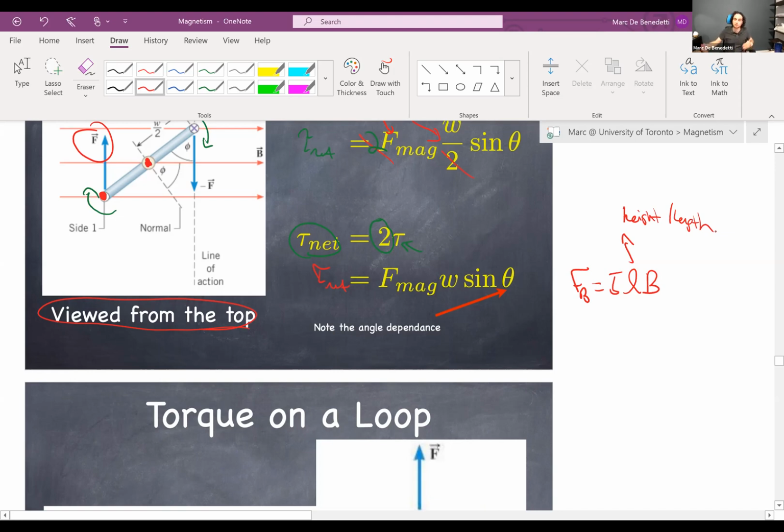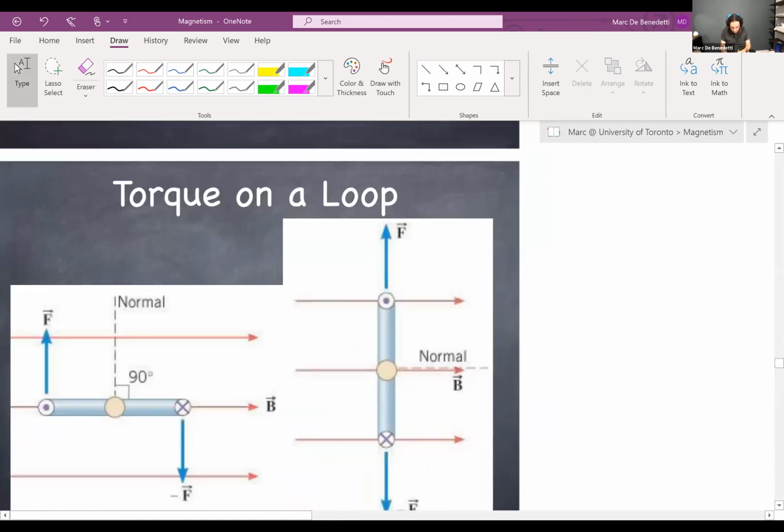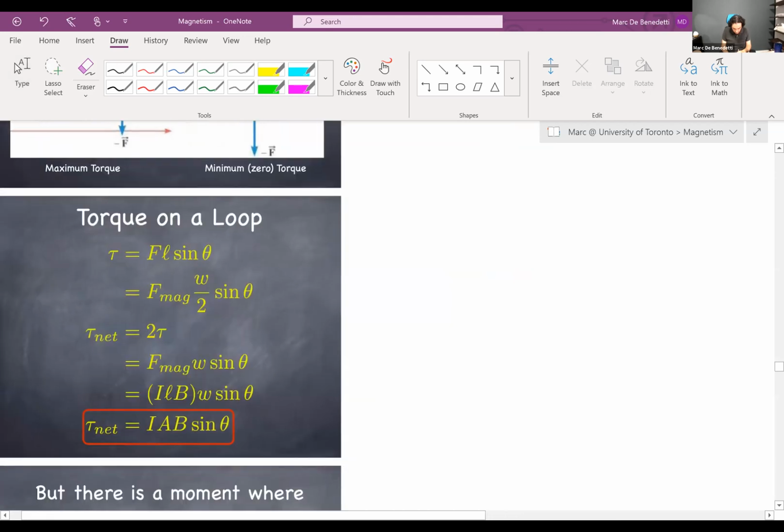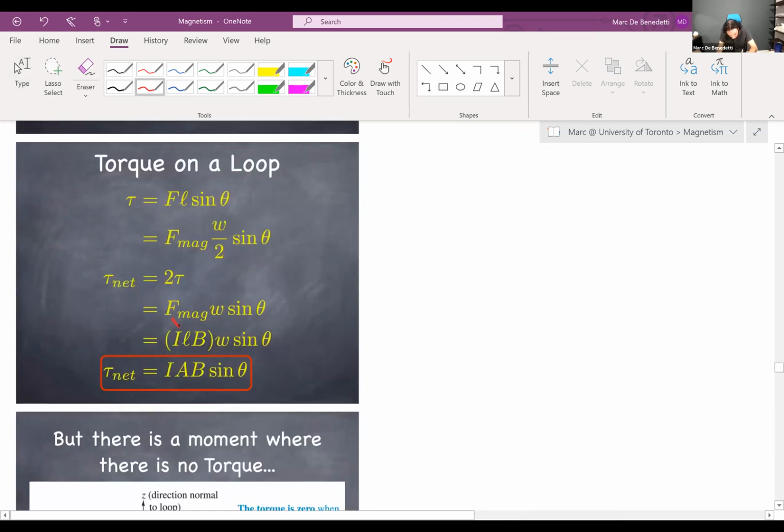So the width of the loop is one dimension, the height of the loop is another dimension. If you plug everything in, there's ILB there. I was getting ahead of myself slightly. If you plug everything in, you're going to get ILB times width times sine theta. Well, what is width times length? Width times length is simply area. So you get the net torque is IAB sine theta, and that's going to be the torque on the loop.